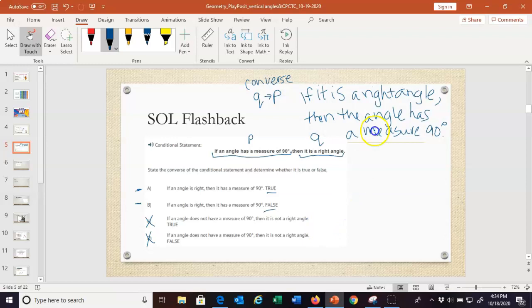So think about your definition of a right angle. Are right angles 90 degrees? Yes, they are. So it is true. It is A. So this is a question I pulled directly from one of the previous SOLs. So this is a question you can expect to see, a type of question.